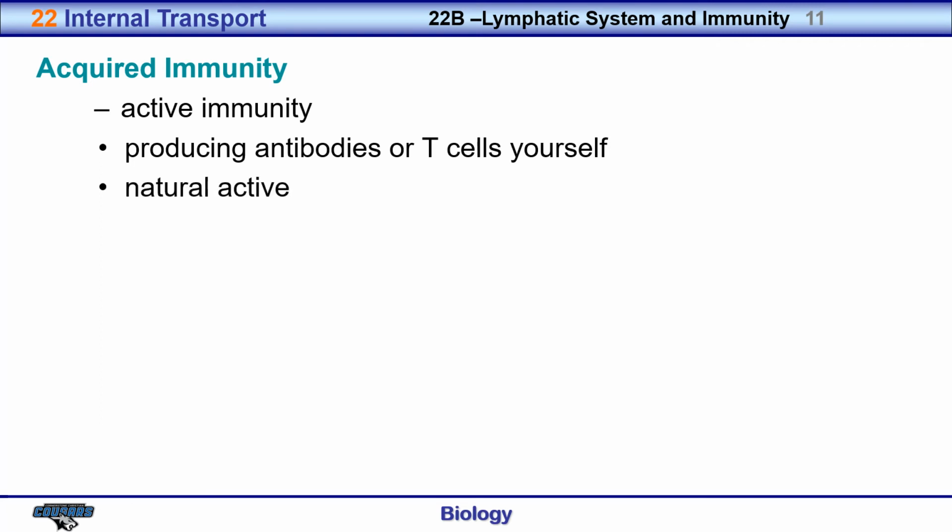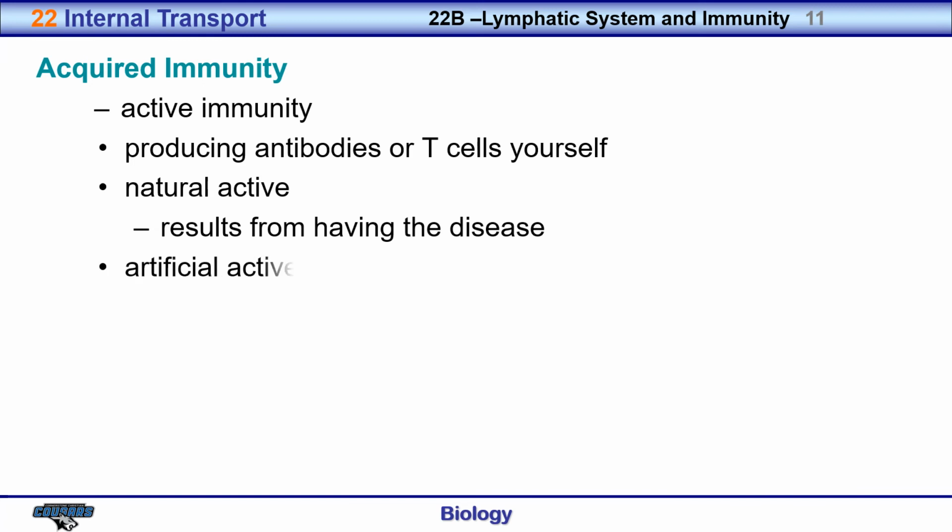Now there's another kind of immunity that we call natural immunity, or active immunity is also another name for natural immunity. This is the one where you naturally get over a disease and then you just don't ever get it again. So this actually, as I said, results from actually having had the disease.